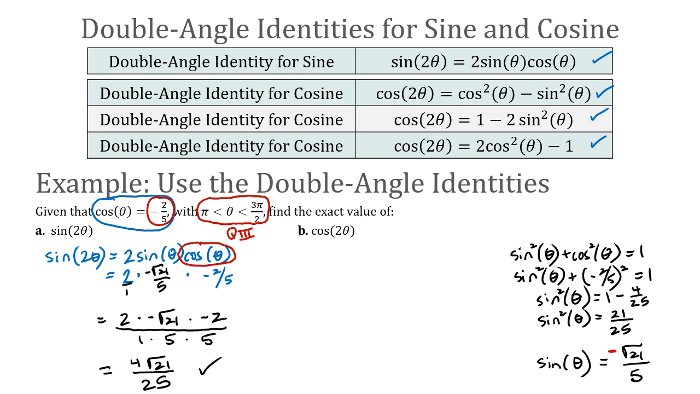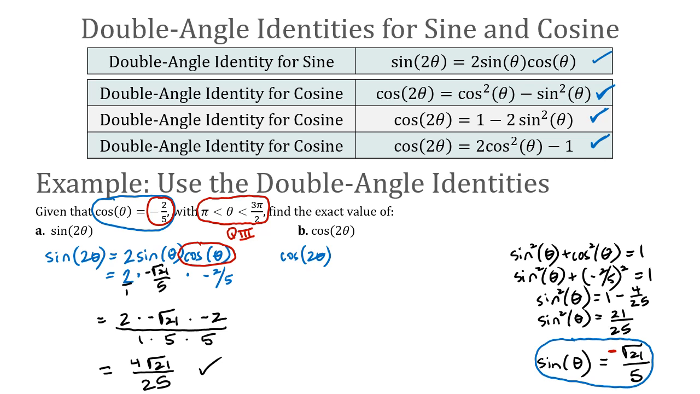All right, let's do part B. Now, for part B, the cosine of 2 theta, I have choices. I can either use the identity that involves both sine and cosine. I can use the identity that only involves sine. I can use the identity that only involves cosine. Now, in this situation, I really could use any of these three, because not only do I know what the cosine of theta is equal to, that was given to me, but I also calculated what the sine of theta is equal to. So you can use any of these.